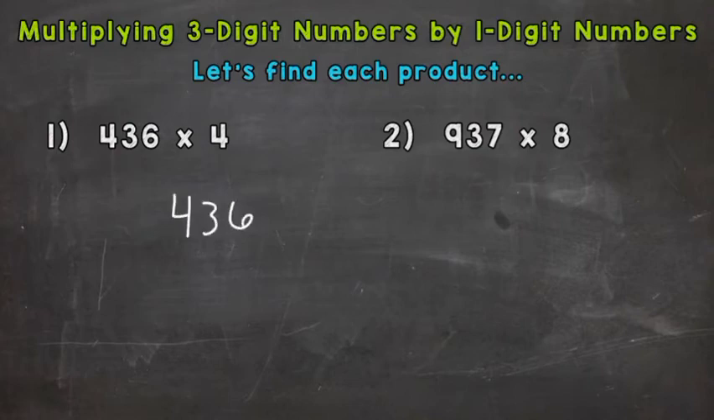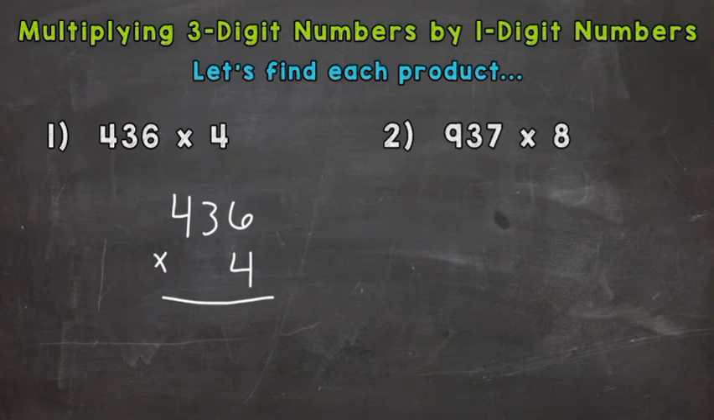So we can do 436 times 4. Now it's important that your places are lined up. So notice that the 6 and 4 are lined up. That's because they're both in the ones place. Now that we're set up, we're ready to multiply. So we can do 4 times 6, 4 times 3, and 4 times 4.